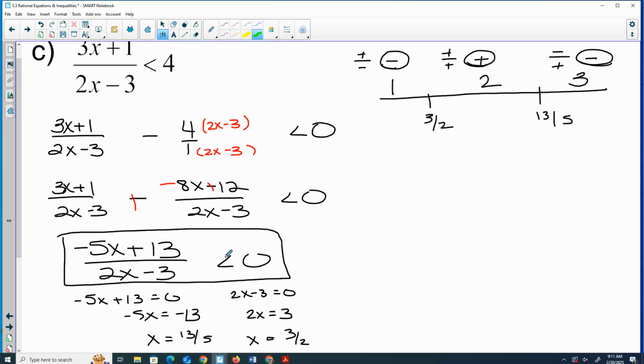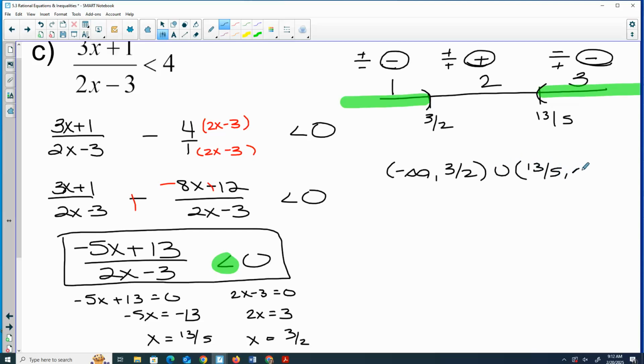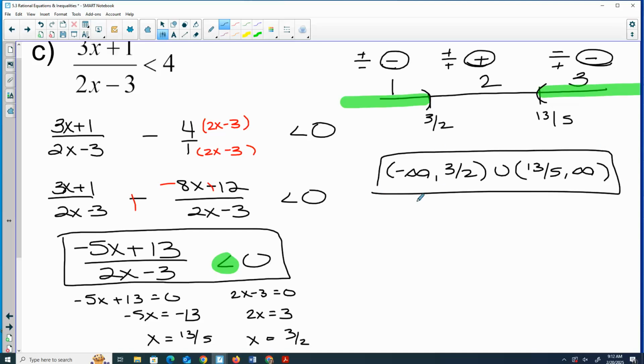So now we look. This one was less than 0. That tells me I want negatives. There was no equal to, so I don't have to worry about the brackets. Everything just gets a parenthesis. It's negative infinity to 3/2, and then 13/5 to infinity. Any questions on this?